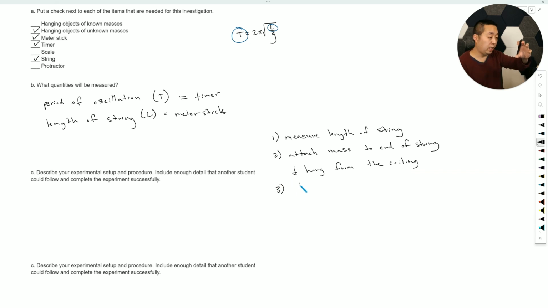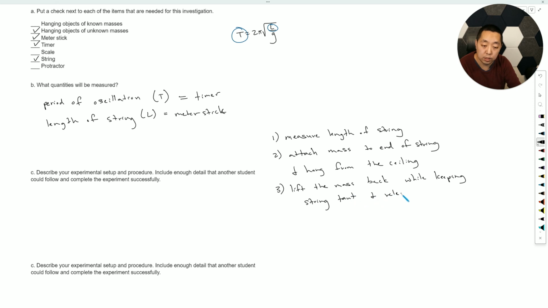Let's see. Lift the mass back while keeping the string taut, and release. Make sure that the angle is less than 10 degrees or something like that. And then we're going to repeat it.